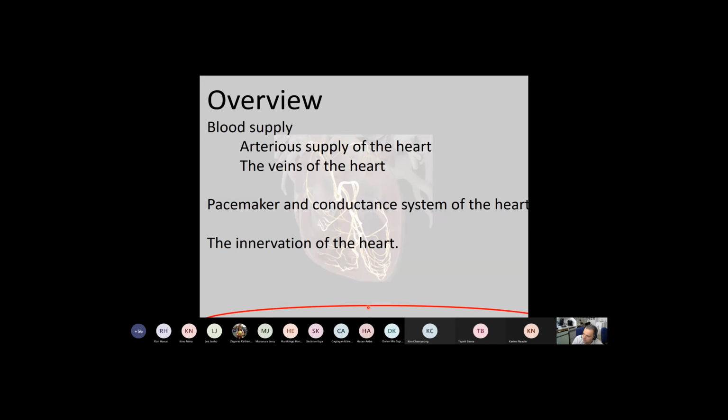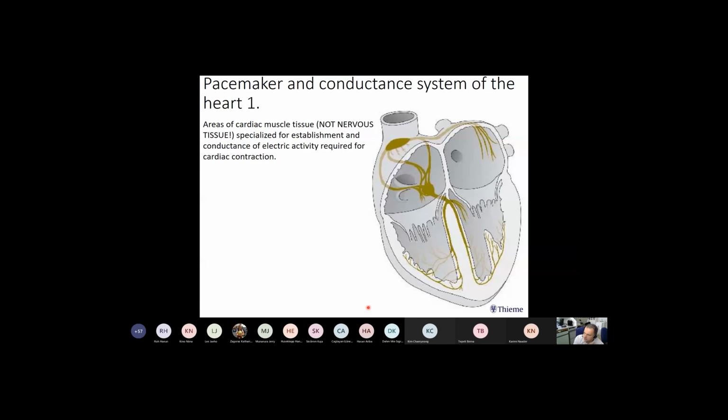Okay, and now in the next part of the lecture, I will talk about the pacemaker and conductance system. This is usually known by students very well because earlier studies in biology usually discuss this issue. What I would like to point out is that this is not nervous tissue. This is modified cardiac muscle tissue and not nervous tissue. Somehow people believe that it would be nervous tissue because it's many times indicated in yellow color in atlases, but don't think so.